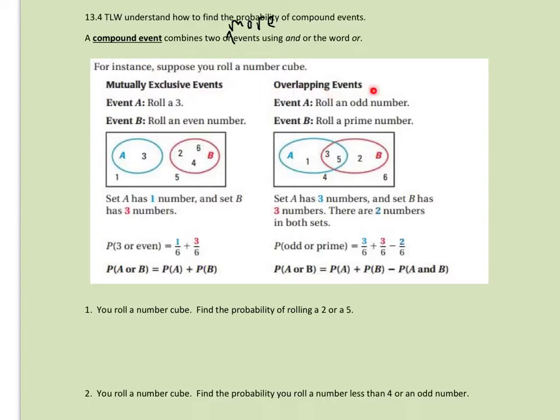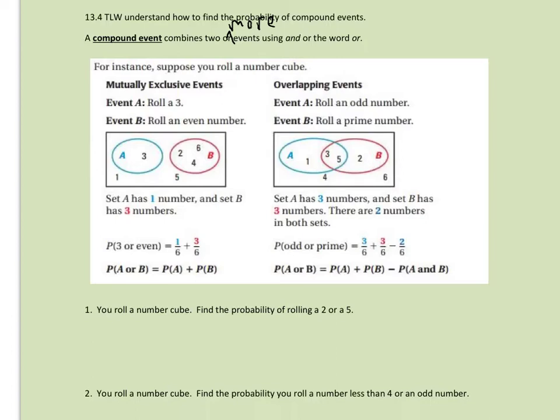Now, overlapping events. Event A, you roll an odd number. Event B, you roll a prime number. Well, 3 and 5 are both odd and prime. That's why they're overlapping. So this time you do the probability of A. What's the probability they're odd? Well, we have 3 out of the 6: 1, 3, and 5.